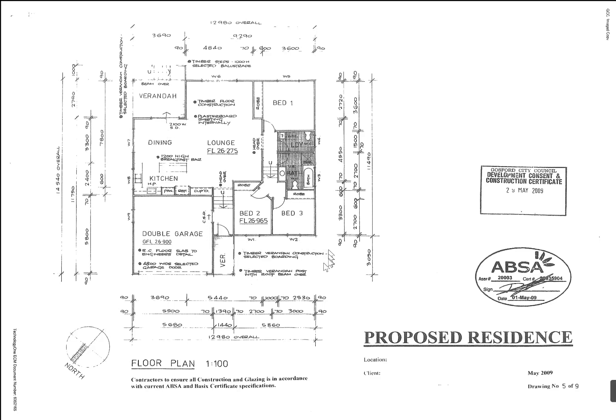So we've also got down the front here timber veranda construction, selected boarding, the same as at the back of the house, and we've got a timber veranda post with a roof beam over. That can lead to variations because we could go out and pick a number of different species of timber with different finishes, and they would all cost different amounts of money. So that's something we need to sort out with the client. We've also got here a 4800 wide selected garage door. So that needs to be specified because there's a big variation in the cost of doors as well. Okay, so now we'll go and have a look at the elevations.